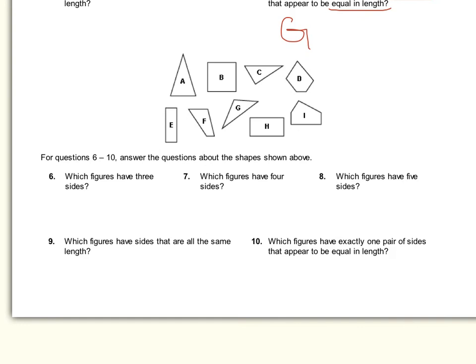Again, we have a picture down here, and 7 says which have 4 sides, which as we discussed earlier would make it a quadrilateral. Well, B has 4 sides. E, F, and H all have 4 sides. And number 9 says which figures have sides that are all the same length. In that case, that would make it equilateral of some sort, and the only shape that has that is B.